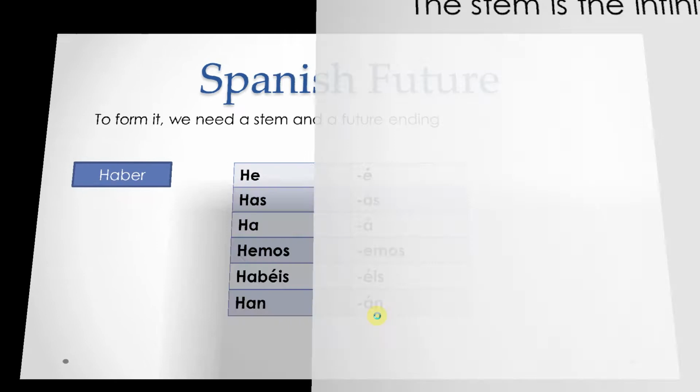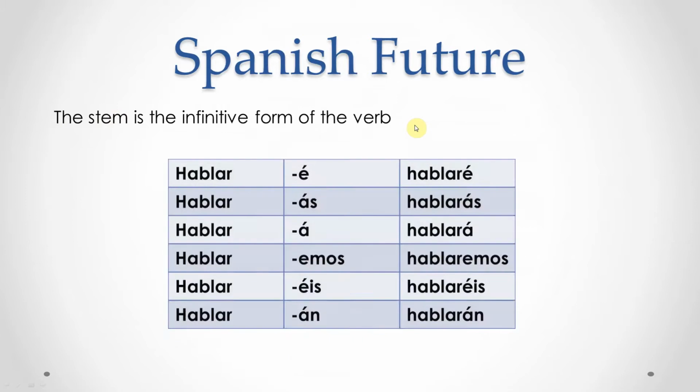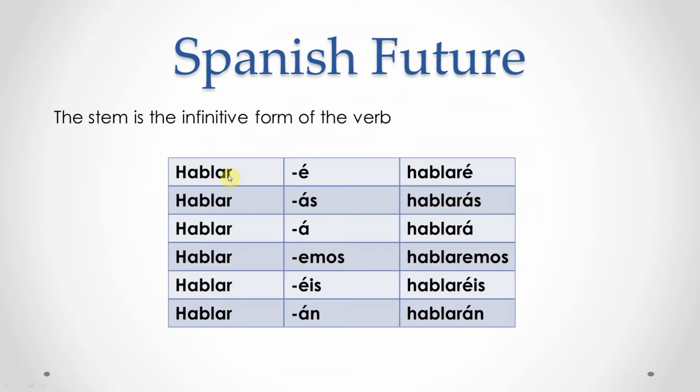So now that we have our endings, how are we going to form the future with a stem? And the stem is easy to find because it's just the infinitive form of the verb. For example, with the verb hablar, to speak or to talk, the infinitive form is of course hablar. So now that we have our endings here, we can have our future. Hablaré, hablarás, hablará, hablaremos, hablaréis, hablarán. And that's all. For all the regular verbs, it's this way. You use the infinitive form and you add this ending coming from the verb haber.